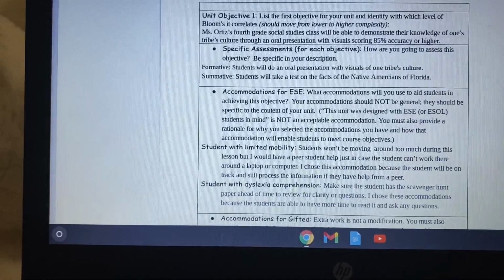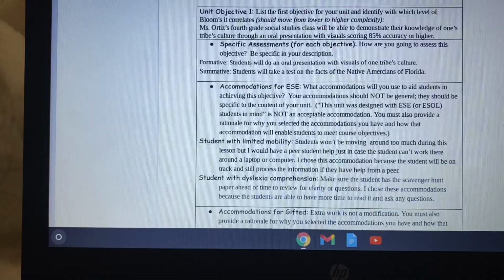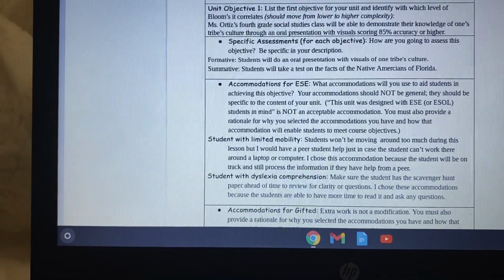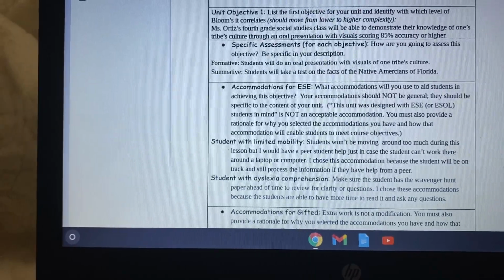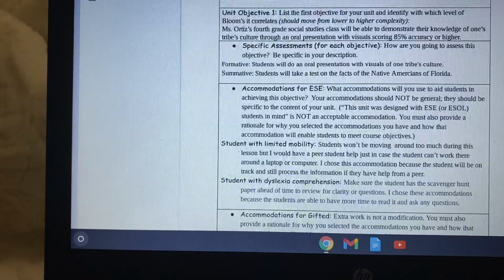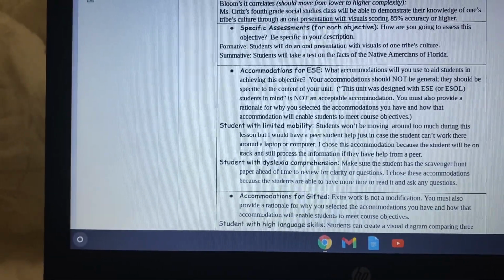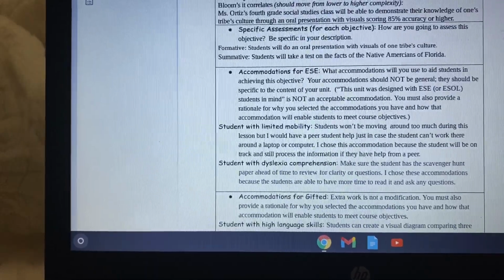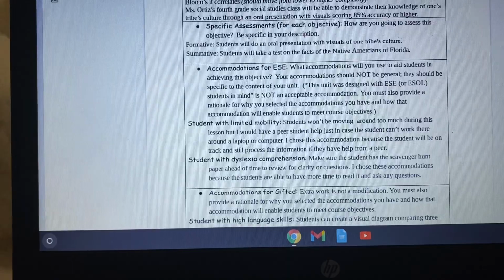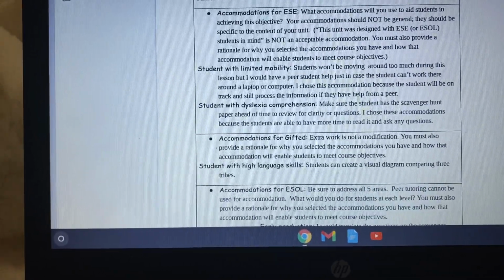So, objective 1 was Ms. Ortiz's 4th grade social studies class will be able to demonstrate the knowledge of one tribe's culture through an oral presentation with visuals, scoring 85% or higher. My formative assessment was students will do an oral presentation with visuals of one tribe's culture, and for summative, I said students will take a test on the facts of the Native Americans of Florida.